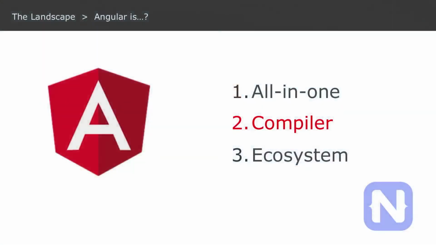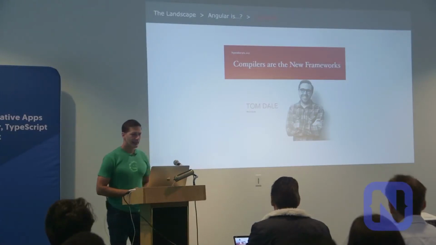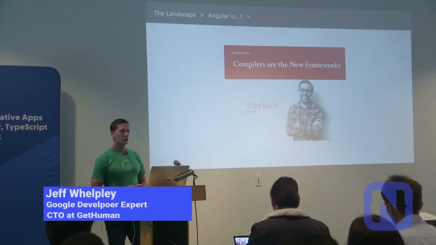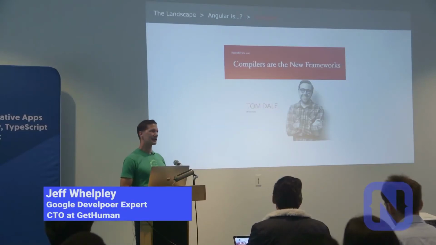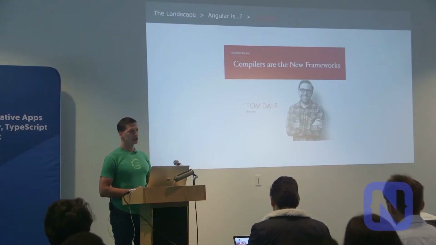Okay. Let's talk about Angular as a compiler. Tom Dale, if you know him from the Ember world, wrote a really interesting blog post two or three weeks ago about compilers and the new frameworks. The idea is that we've already started to move into this transpiled world. We use TypeScript, Babel with ES6, et cetera. And even though there are some people who yearn for the days of ES5 and not having to transpile everything, the reality is we're probably going to be in this transpiled world forever.